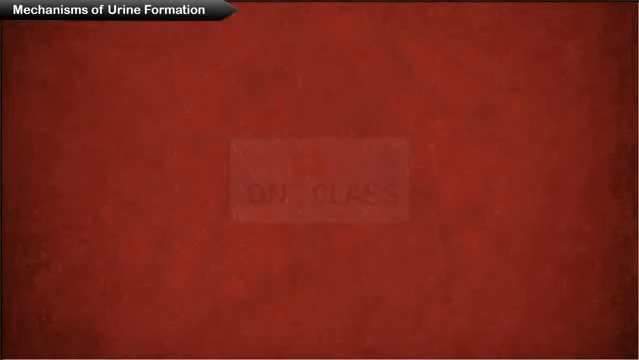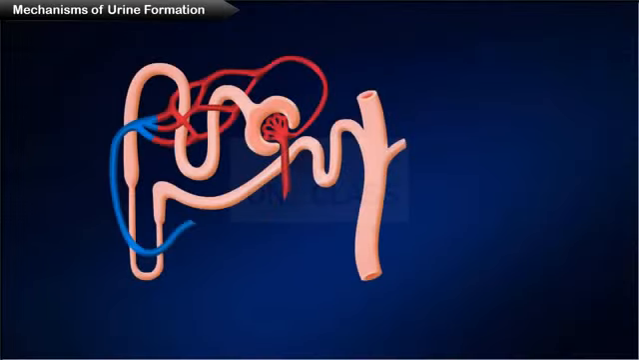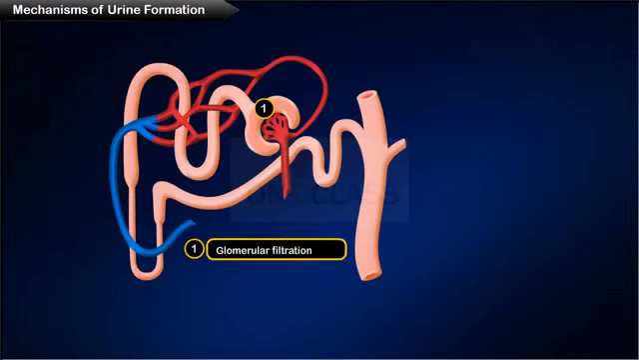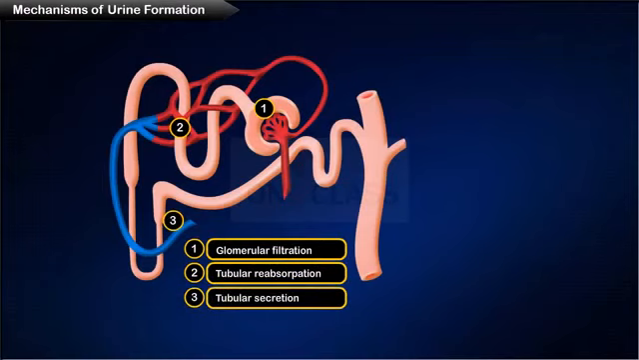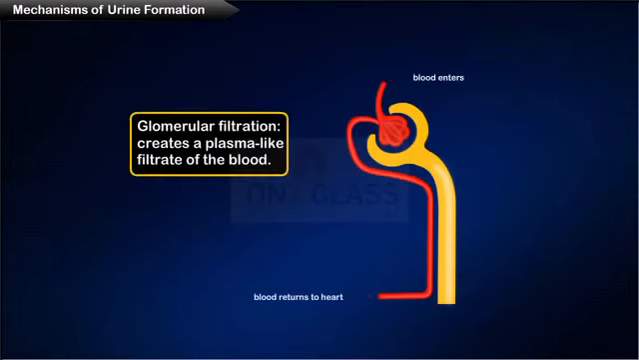Excretion, the waste disposing system, mechanisms of urine formation. The urine formation inside the body is in 4 stages, such as glomerular filtration, tubular reabsorption, tubular secretion, and concentration of urine. The first step of urine formation is glomerular filtration.